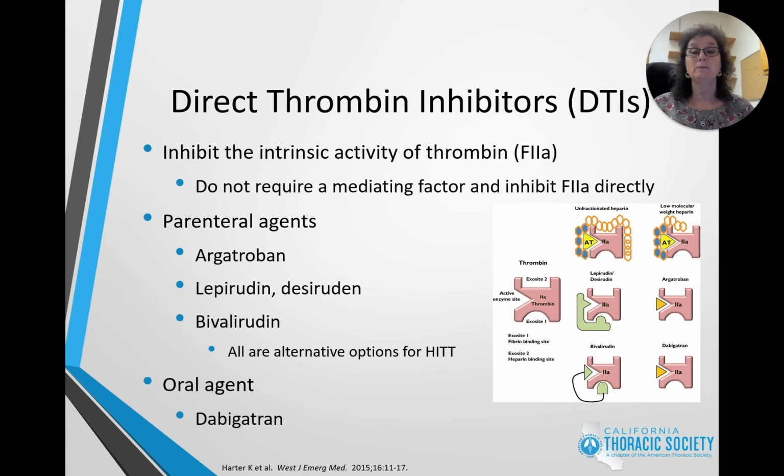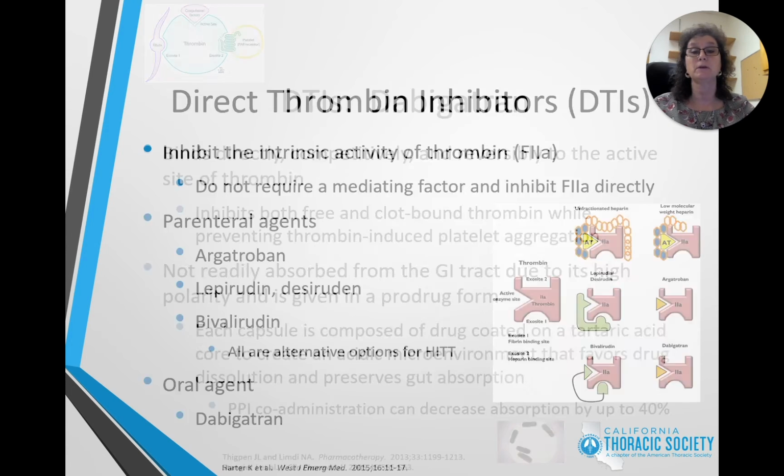The direct thrombin inhibitors inhibit the intrinsic activity of thrombin directly, which is factor 2. It does not require a mediating factor and inhibits this factor directly. We have a host of parenteral agents that have been around for quite some time, which range from argatroban, lepirudin, desirudin, and bivalirudin. All of them are alternative options for management of patients with heparin-induced thrombocytopenia. The oral agent, though, that we'll talk about now is Dabigatran.